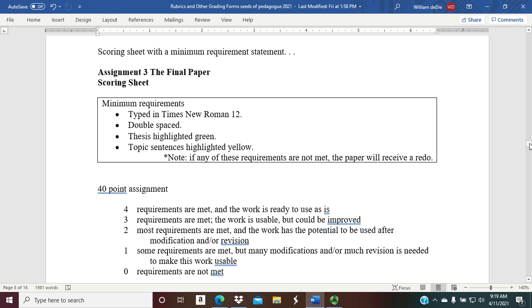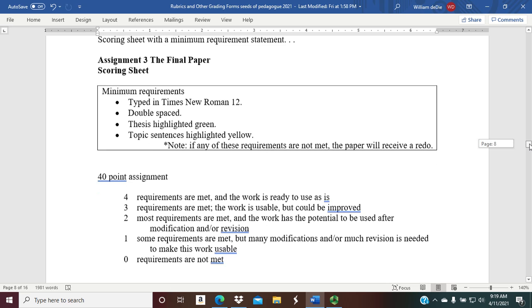If any of those requirements are not met when the student turns in the paper, then that paper becomes a redo and is sent back to the student. This allows you to put in some minimum requirements without throwing off the weight of the grade by putting little tiny details in that you would hope students would do automatically.